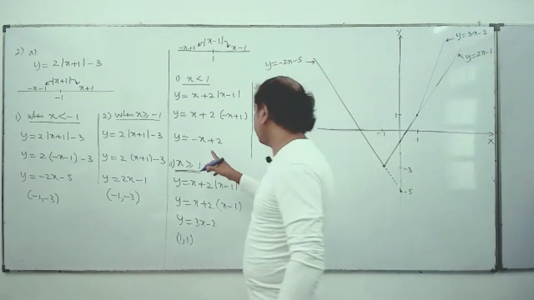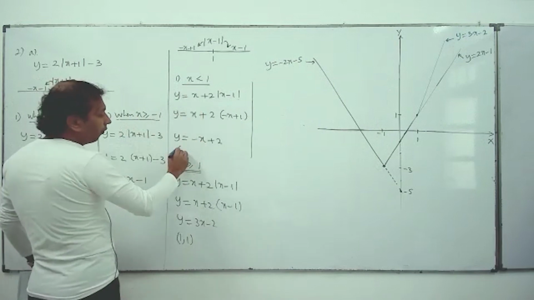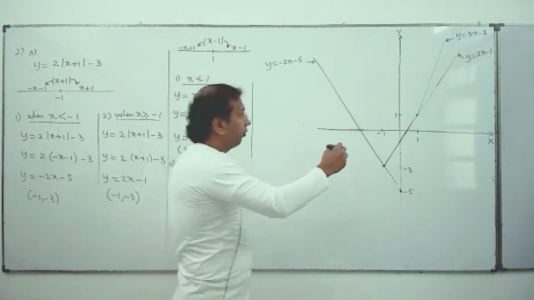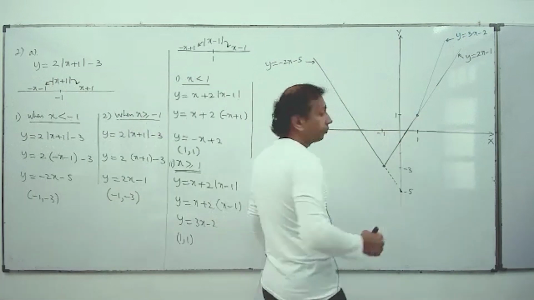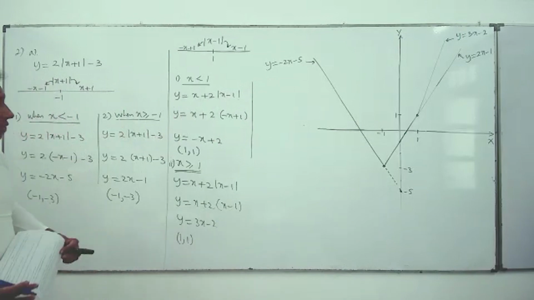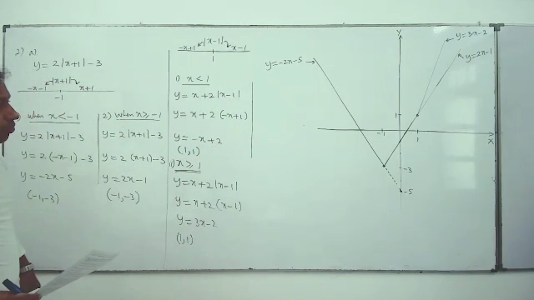Now for this one also, we have 1 point. Put x equals 1: minus 1 plus 2 is 1, so y equals 1. Again we get the same point. Then to get it, the intercept is 2 plus 2.